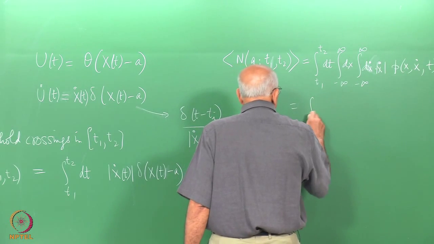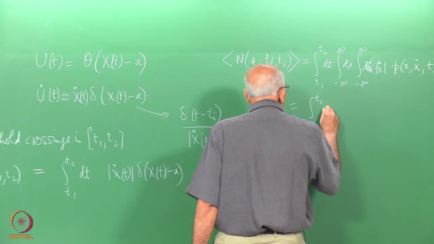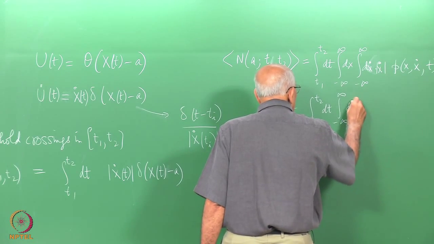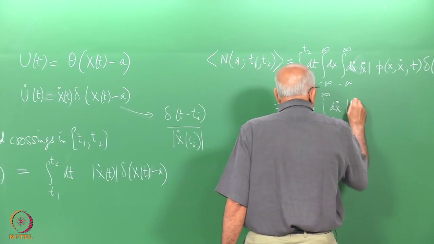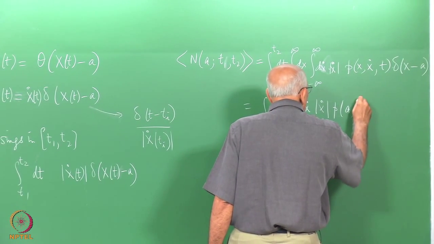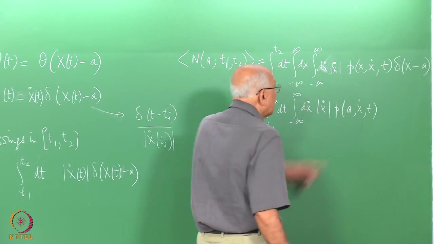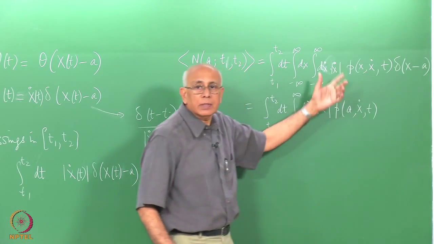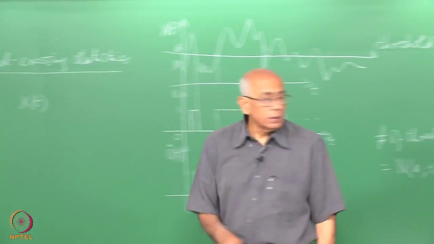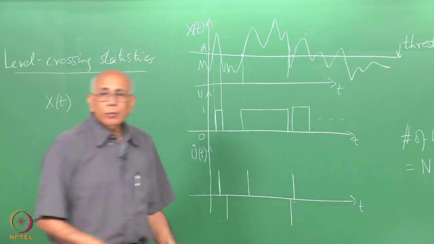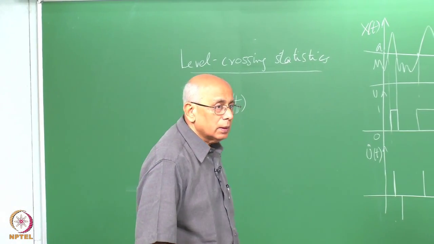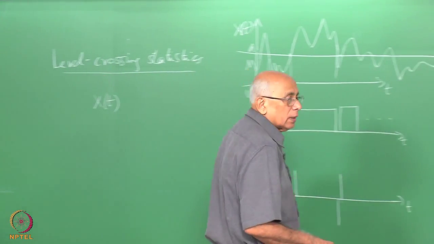So this is equal to integral t1 t2 dt integral minus infinity to infinity dx dot, that remains x dot, and then this density function at the value a of x dot and t, because there is a delta function here, I can get rid of this integration over x. Okay. If you put a equal to 0, you get the number of 0 crossings, okay. The average number of 0 crossings.